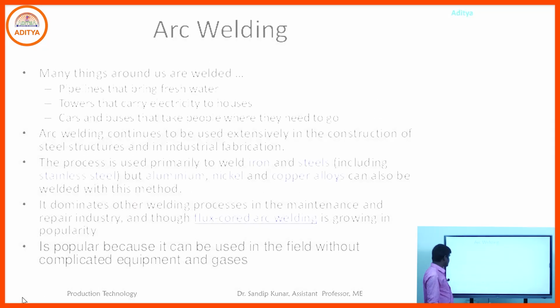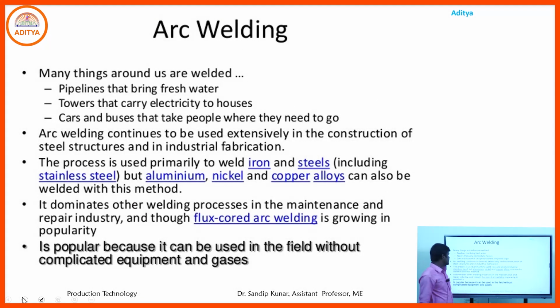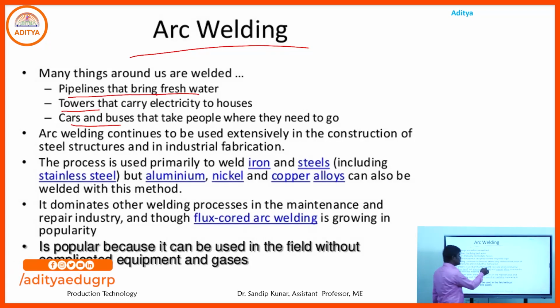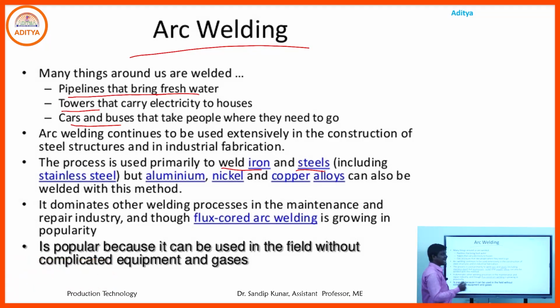In arc welding, we use it for pipelines that bring fresh water, and also for towers. Another is cars and buses. In those cases we use arc welding. Arc welding is extensively used in the construction of steel structures and in industrial fabrication. The process is primarily used to weld iron, steels, aluminium, nickel and copper alloys.